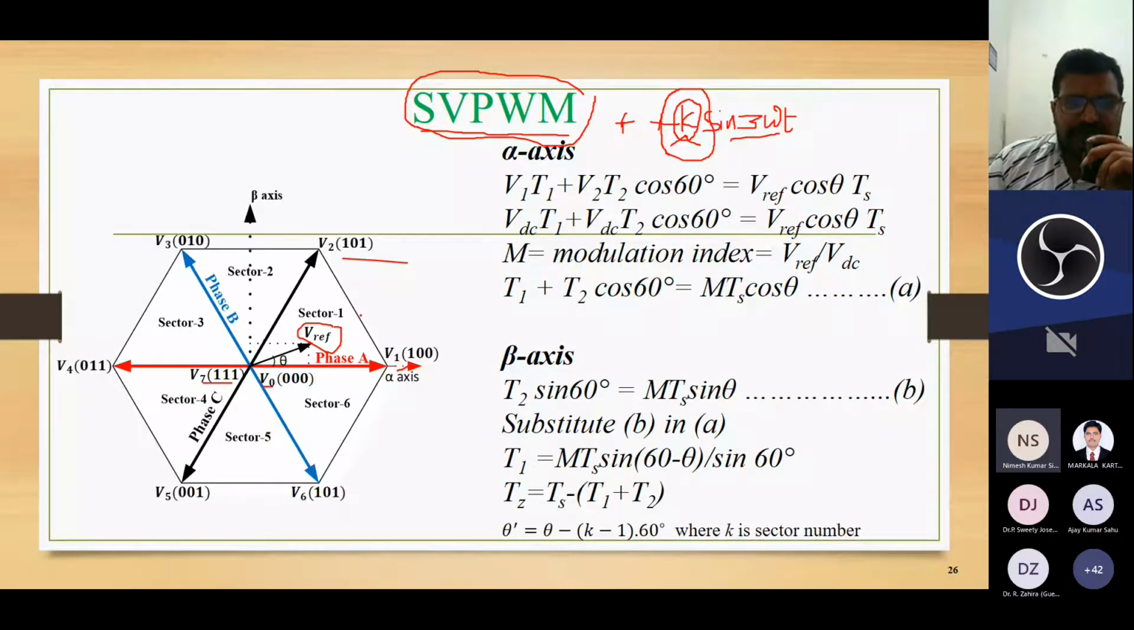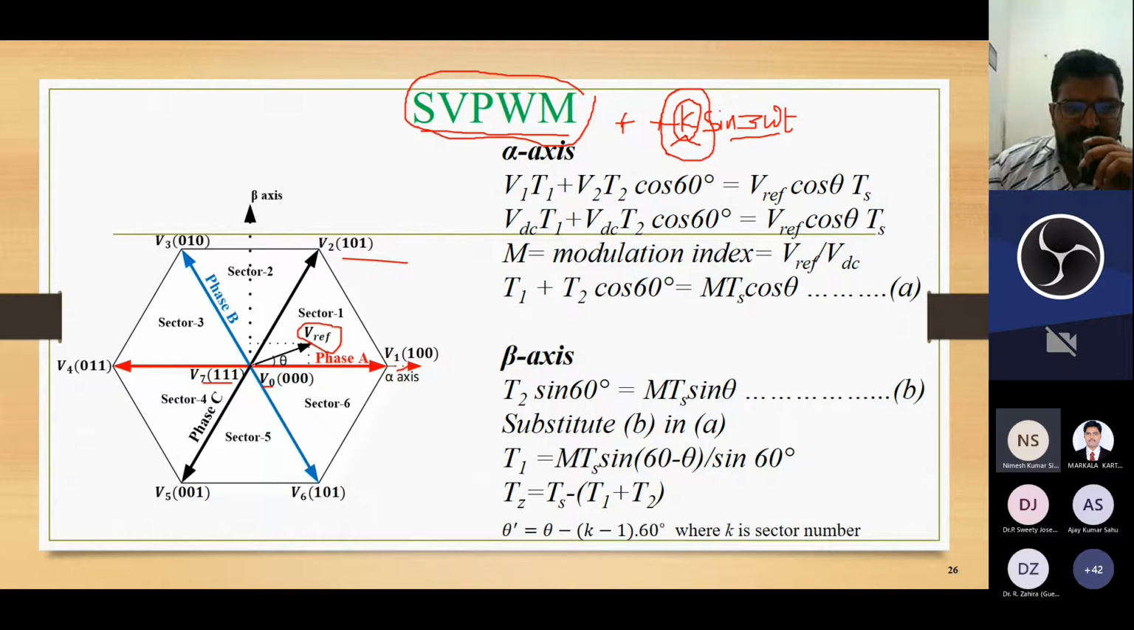So let us assume that the V0 vector will operate for time T0, the V1 vector will operate for time T1, V2 will operate for time T2, and V7 will operate for time T7. Based on those and the transformation, you will get the values of T1 and T2. Once you know the values of T1 and T2, you can turn on V0, V1, V2, V7 in such a way that it will give the V reference.